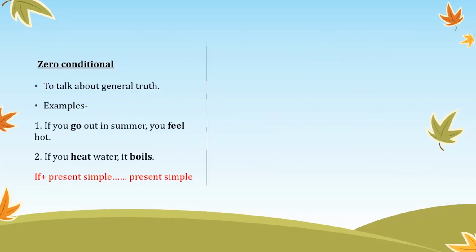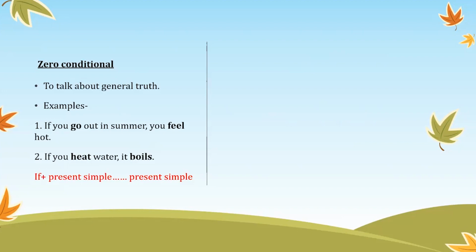The first conditional, zero conditional. This is used to talk about general truths. When you speak about just a true thing regarding a general truth, you have to use the zero conditional. If you go out in summer, you feel hot. If you heat water, it boils.